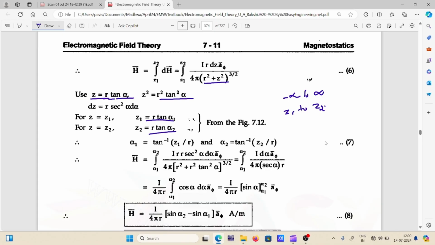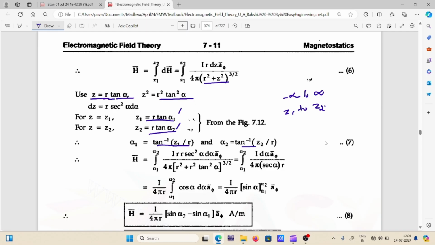And we get alpha 1 and alpha 2 because we are converting the z term into an alpha term here. Previously it was z term to theta term; here it is z term to alpha. So we are writing alpha 1 and alpha 2. Alpha 1 equal to z1 divided by r. The tan, when it goes to the other side, will be tan inverse. So alpha 1 equals tan inverse of z1 by r, and alpha 2 equals tan inverse of z2 by r.